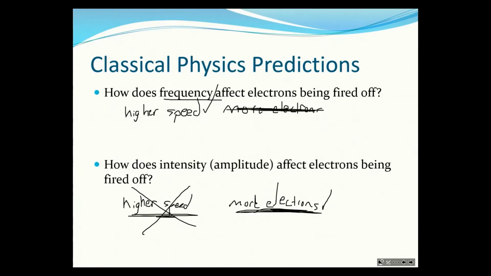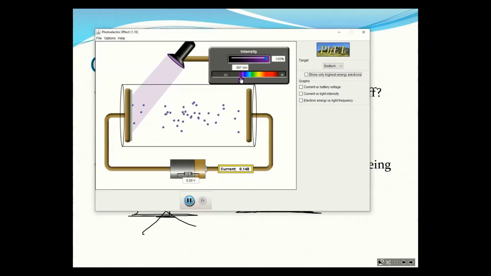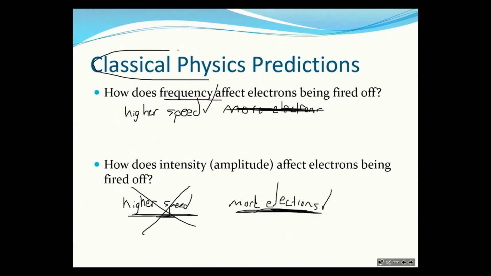So higher speed for sure, but not more electrons. And the weird thing was we said that no matter what frequency we had, it should fire off electrons. But when we're below the threshold here, we fire off no electrons. So that's super weird. So the classical model failed to give accurate predictions of what happens in the photoelectric effect. So what we need to do is use our quantum model, our particle model, and see if that can predict it better.